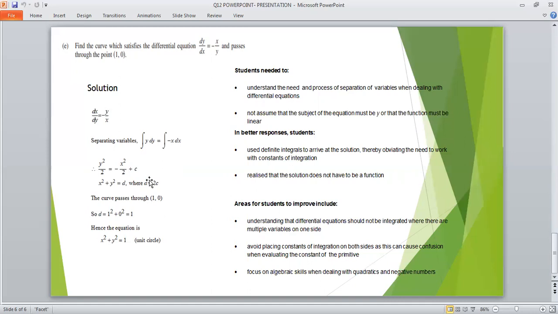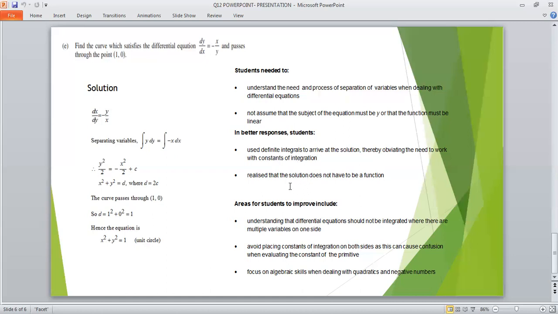In this problem, essentially what we needed was the need for students to understand the concept of separation of variables when dealing with differential equations. And of course, not to assume that the subject of the equation which results must be y, or that the function must be linear. Many of them actually thought that that was supposed to be the case. In better responses, students used a definite integral to arrive at the solution, thereby obviating the need for work to be done with the constant of integration, and that was pretty smart.